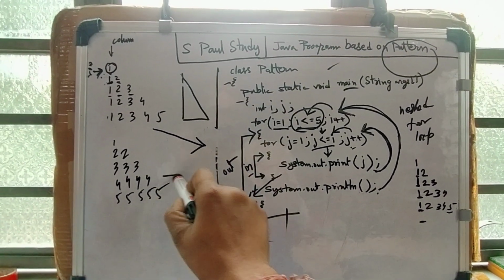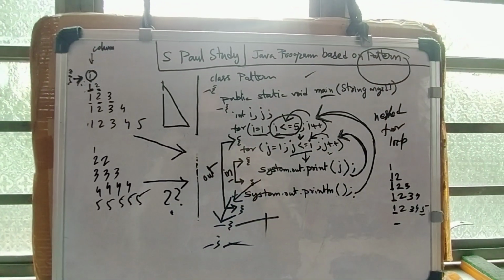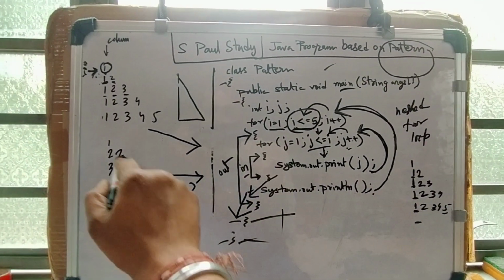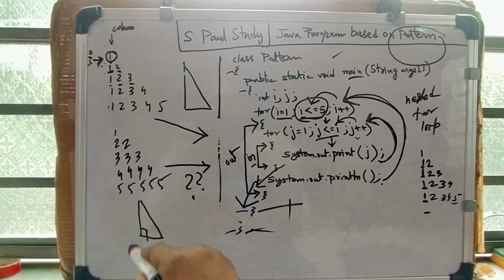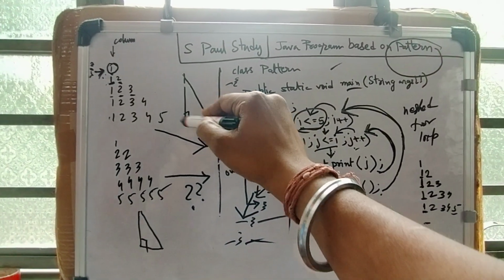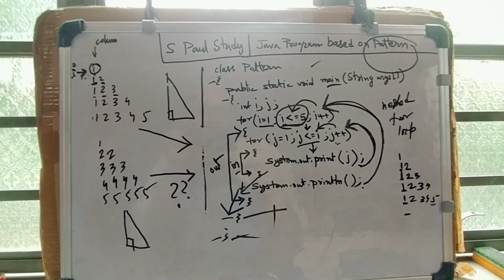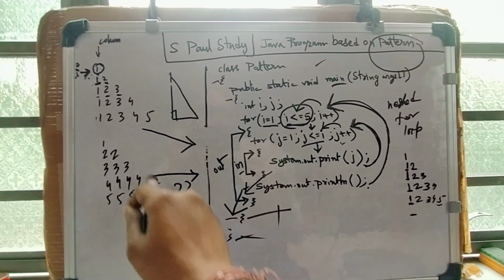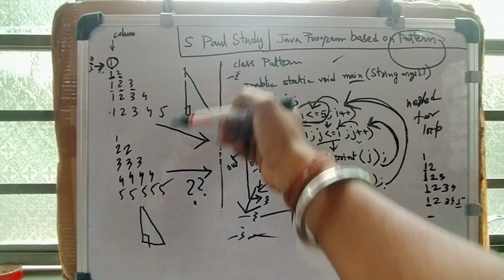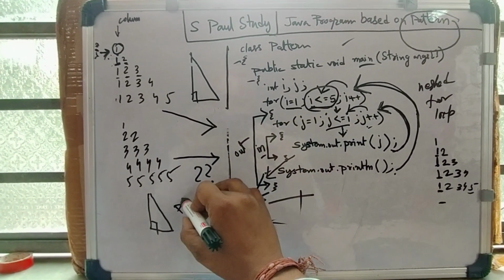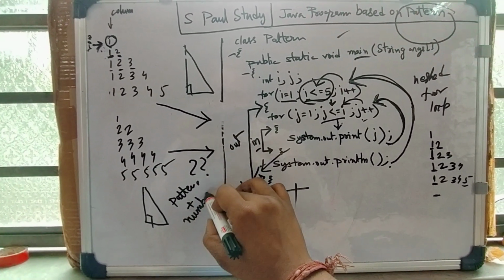But what will be for this type of pattern? This is also a triangular pattern, a right angle triangle. So what we have to do so that we can print this pattern with the numbers, we have to see both the pattern plus the numbers within it.